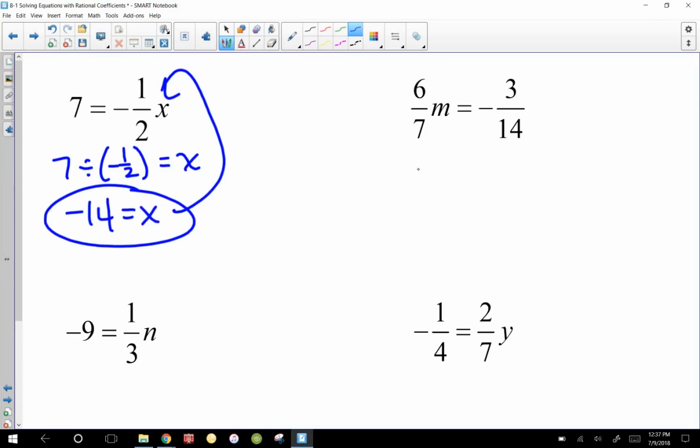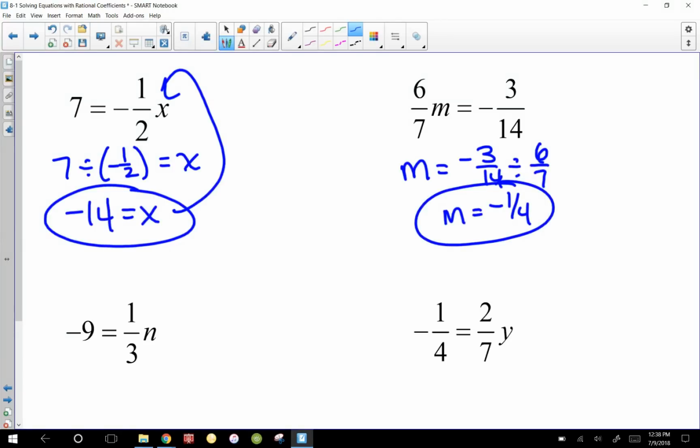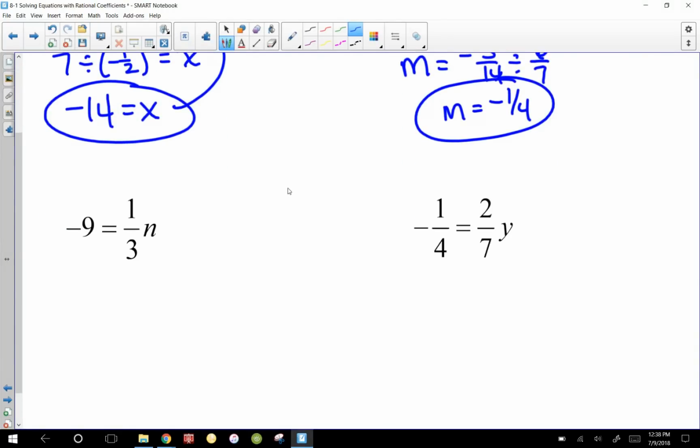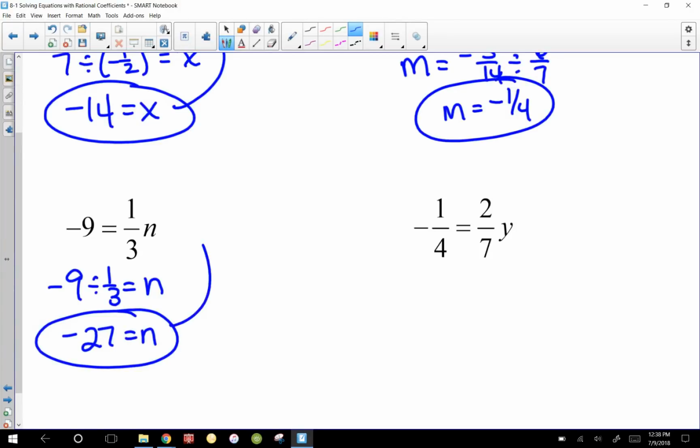Next one, 6/7 times m equals negative 3/14. So m is going to equal negative 3/14 divided by 6/7. And that gives me a value of negative 1/4 for m. And the next one, negative 9 equals 1/3 times n. Negative 9 divided by 1/3 will tell me what n is, and that's negative 27 equals n. Again, if you're not sure, plug that right back in there and check that. 1/3 times negative 27 is negative 9.